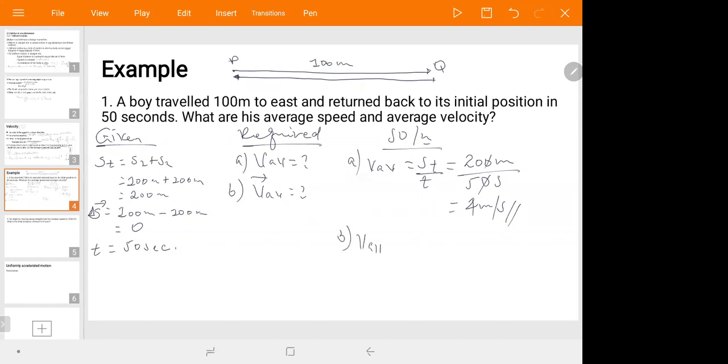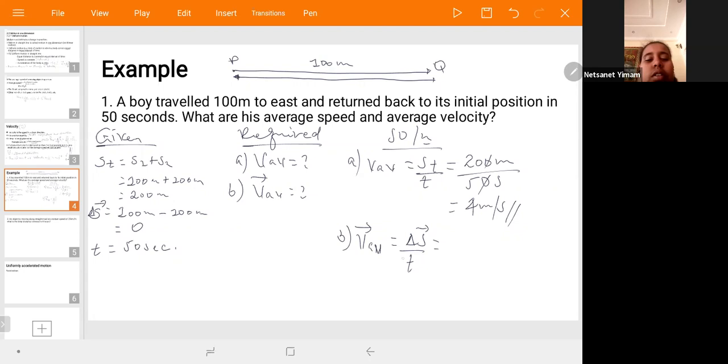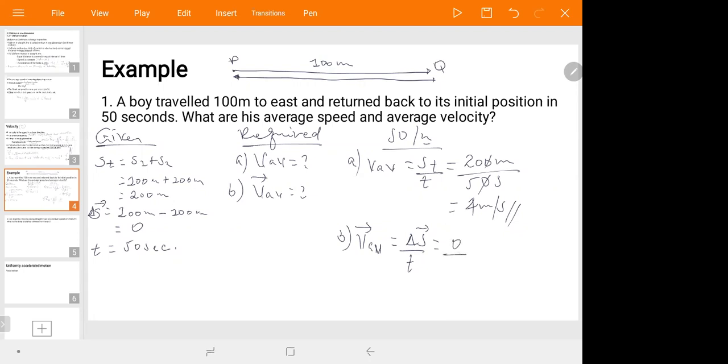What about average velocity? Average velocity is equal to change in displacement divided by time. That means 0 divided by 50 seconds. Any number divided by 0... 0 divided by any number is 0. Have you seen the difference between them? Yes.